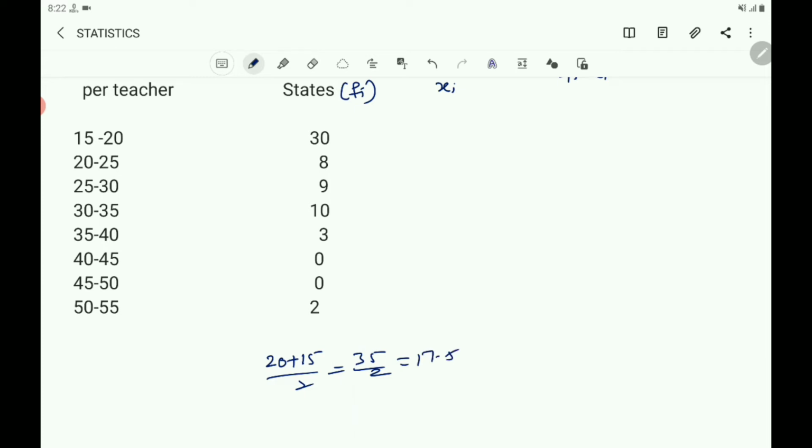Then you write this as 17.5. Now here, as the size of the class is 5, you can add 5 to the previous class mark to get the next class mark, or otherwise use the same method: 25 plus 20 by 2, 45 by 2, is 22.5. Next, 30 plus 25 by 2, 55 divided by 2, you will get 27.5. Or you add 5, then 30 plus 35 by 2, that is 65, 65 divided by 2 is 32.5.